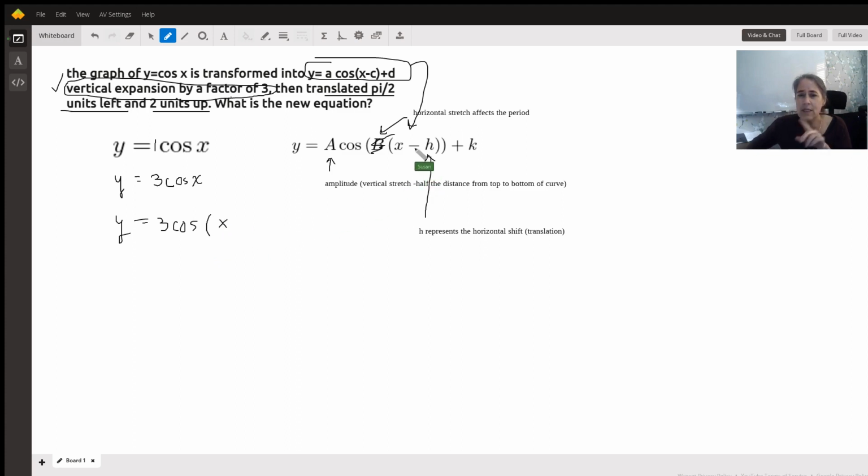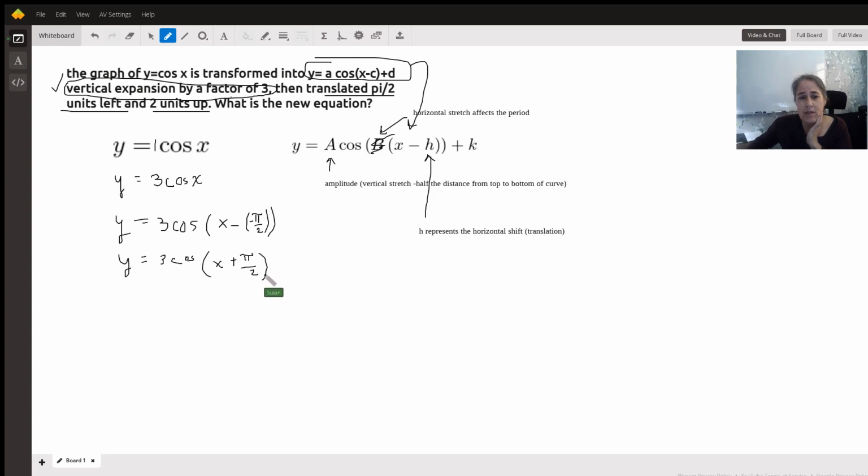You can see there's a minus already in this form. So I would have a minus, and then left would be negative pi over 2. That's the horizontal shift. We would just write that with a plus because we don't leave the double sign. So 3 cosine of x plus pi over 2.